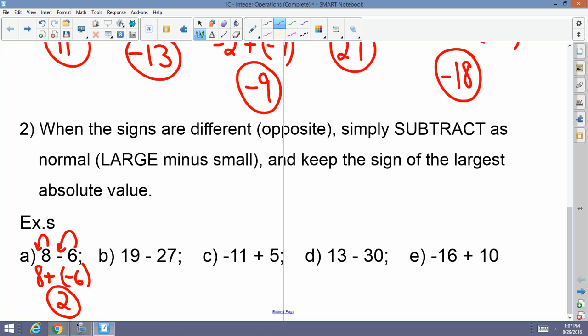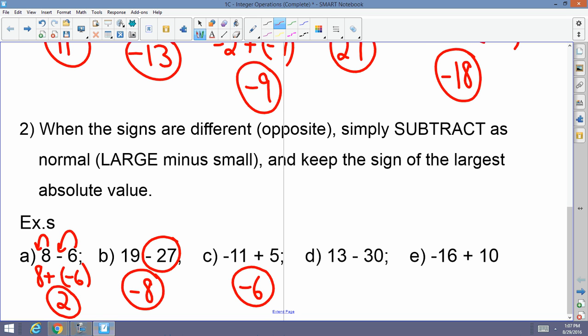19 minus 27. When the signs are opposite, you subtract as normal and keep the sign of the largest absolute value. 27 minus 19 is 8, but there are more negatives than positives, so my answer is negative 8. For C, negative 11 plus 5. When the signs are opposite, you subtract and keep the sign of the largest absolute value. So negative 11 plus 5 would be negative 6.